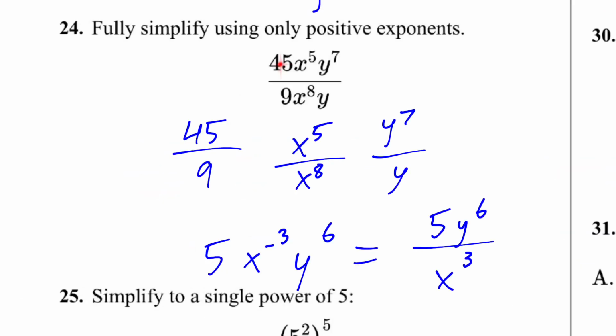24. Numbers divided by numbers, x's divided by x's, y's divided by y's. So let's look at them all separately. This part, I can just get an answer. It's 5. 5 minus 8 gives me negative 3. 7 minus 1 gives me 6. We don't really like to leave negative exponents here. Another way to rewrite them is to move them to the bottom of the fraction, and now they're positive, because negative exponents represent repeated division.